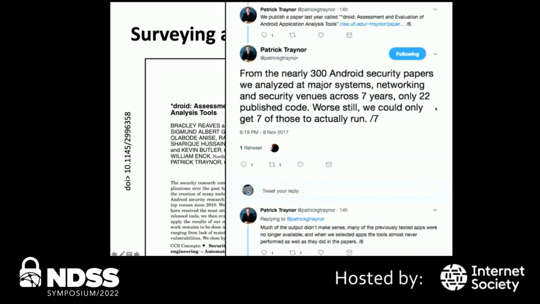it says of the 300 security papers that they analyzed, only 22 of them published code, right? 6%, 7% published code. And worse, they could only get 7 of them to actually run. So this is pretty terrible.